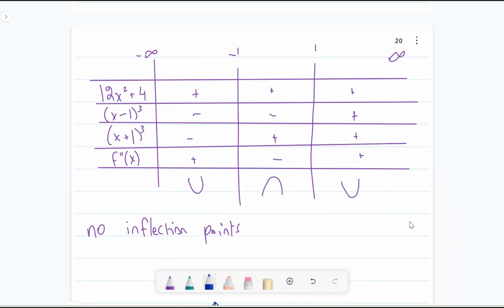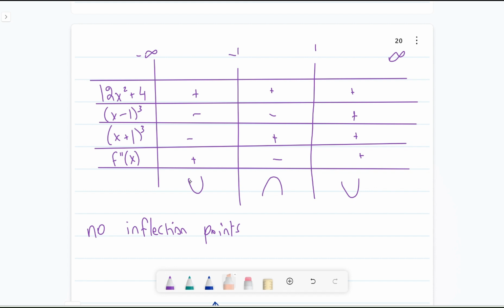And now let's proceed to the sign table. So as I said, the term 12x squared plus 4 is always positive. (x minus 1) all cubed is negative, negative, and then positive. (x plus 1) all cubed is negative, positive, positive. Again, if you couldn't get it quickly, just plug in any number inside these intervals. Now the second derivative is therefore positive, negative, positive. So upward concavity, downward concavity, and then upward concavity.